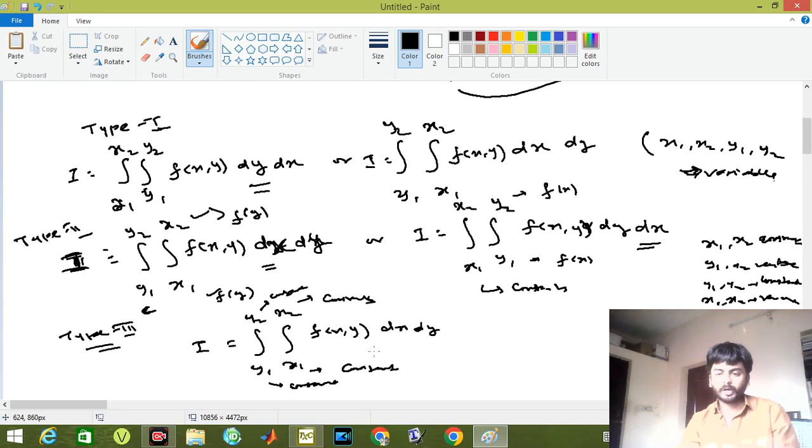I hope you all understand the three types of multiple integrals. You have to write all this: type 1, type 2 and type 3. In type 1, x1 and x2 are functions of y, and y1 and y2 are constants. Here x1 and x2 are constants.